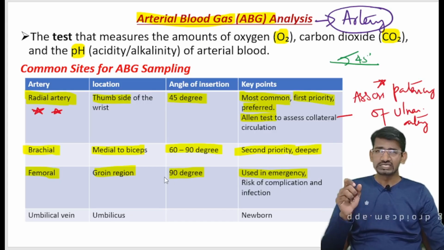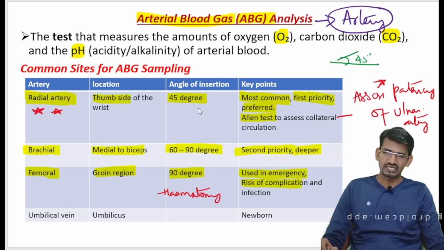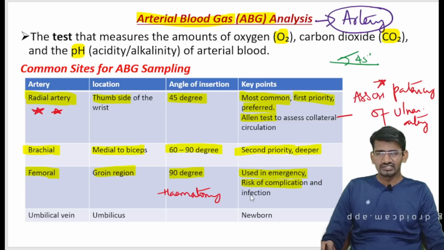There is a risk of complications, especially hematoma. What complication might occur? Hematoma. Once you puncture, there is a chance of bleeding because this is a bigger artery, so heavy bleeding can occur. And as this is near the perineum, there is also a greater possibility of infection with femoral arterial blood sampling. Because of this it is considered a last option. In an emergency it can be used, but routinely the most preferred is the radial artery.